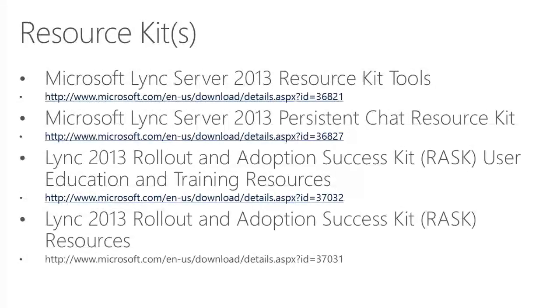So with Lync 2013, I've called out we have two specific resource kits. There is the resource kit itself, the Persistent Chat Resource Kit, but also the RASCs. Has anybody heard of the RASCs? Again, a couple of nods, a couple of hands. So the Rollout and Adoption Success Kit.